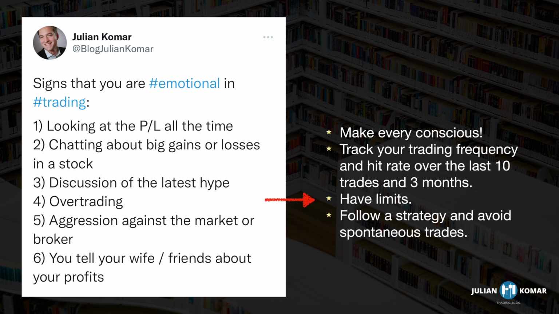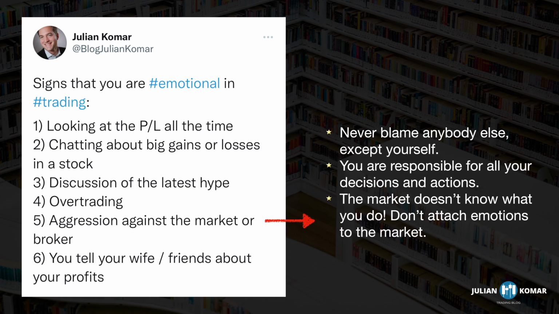That is important. And of course, and that is the most important thing for all the emotional mistakes, follow a strategy. If you have no strategy, you will always make spontaneous trades and you cannot repeat them. When you have a clear strategy and a clear process, that will really help you to become less emotional in your trading and also avoid overtrading. By the way, when I speak about overtrading, I define overtrading as taking too many trades and too big trades. The fifth point, aggression against the market or broker.